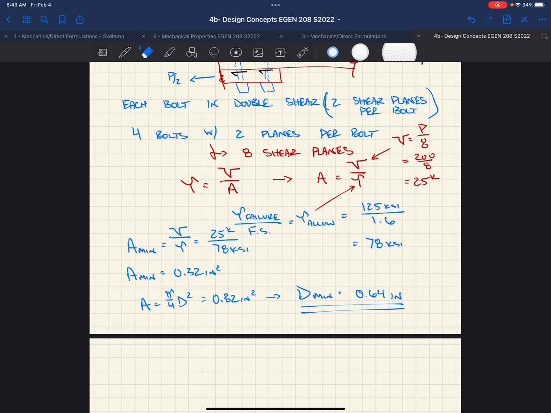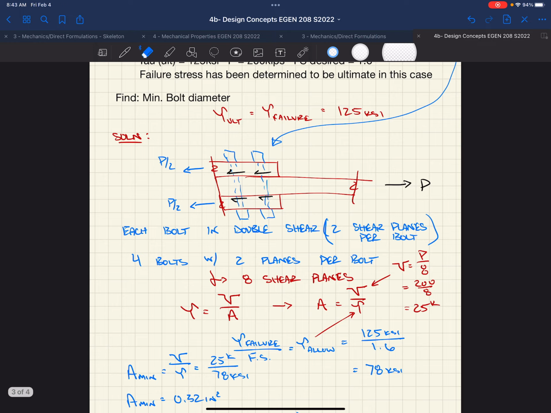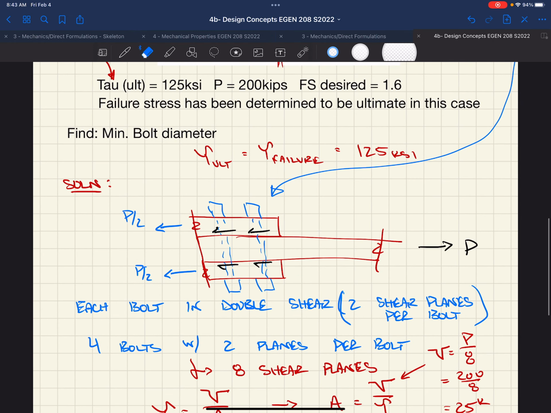Yeah. Could you talk about the double shear versus single shear, like parts of the bolts? I noticed that was in the homework. Yeah. So double shear, all that means is that every bolt has two shear planes.